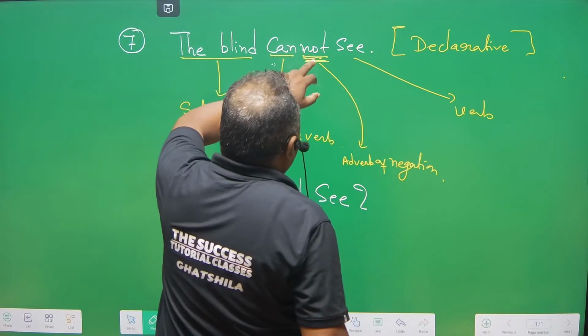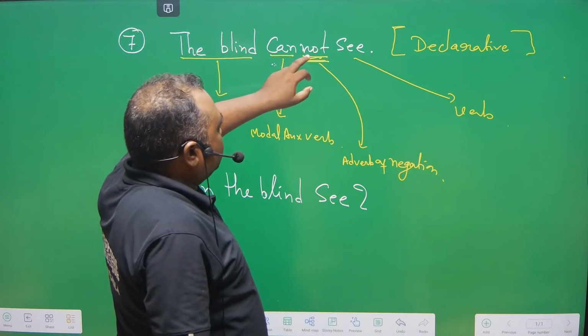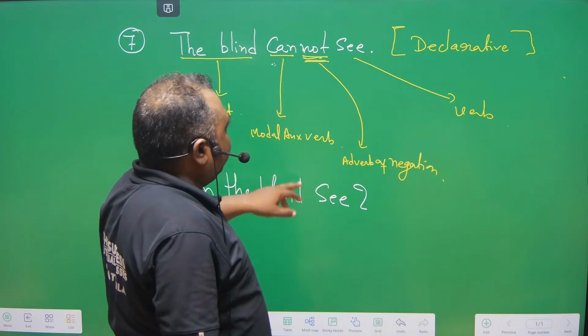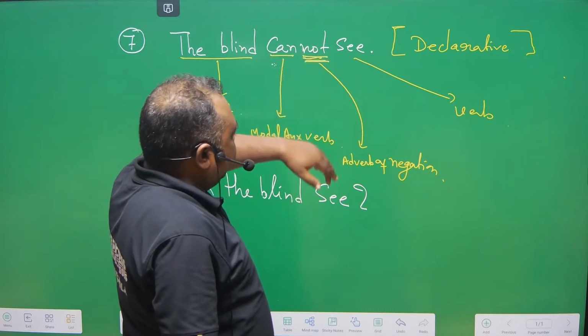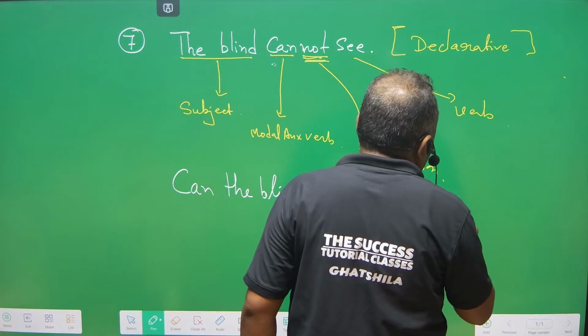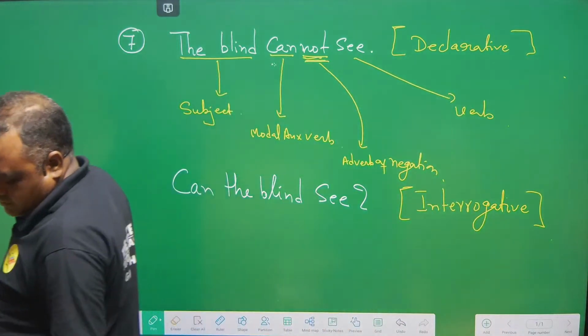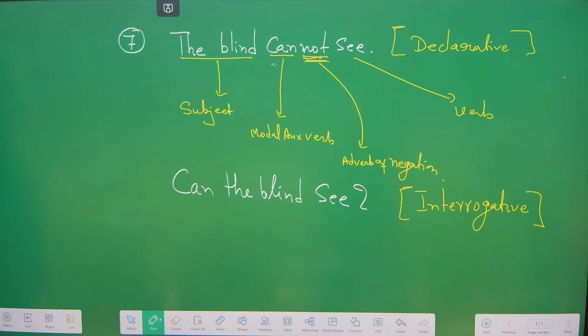Interrogative. And here, remember one thing, student, because in this declarative sentence there is inclusion of the negative word not. So you must omit this negative word while converting declarative into interrogative form. So, can the blind see? This is in interrogative form. The blind cannot see. It is in declarative form. And can the blind see? It is in interrogative form.